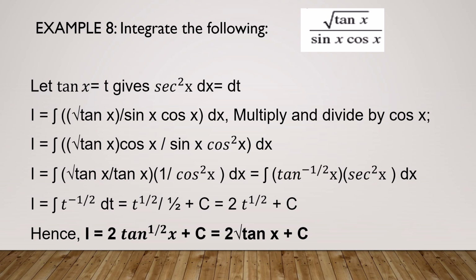t raised to minus half, integral is t raised to minus half plus 1 upon minus half plus 1, means it is t raised to half upon half. So when you simplify, it is 2 t raised to half plus c. Put the value of your t. So the final answer is 2 tan raised to half x plus c, or 2 root tan x plus c.